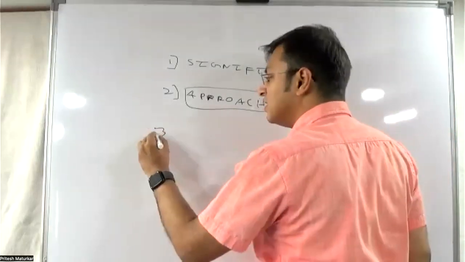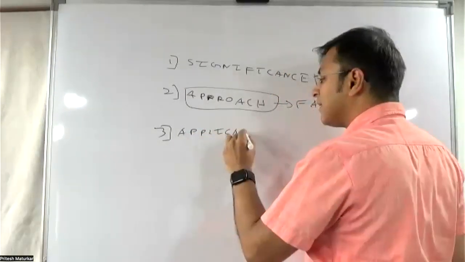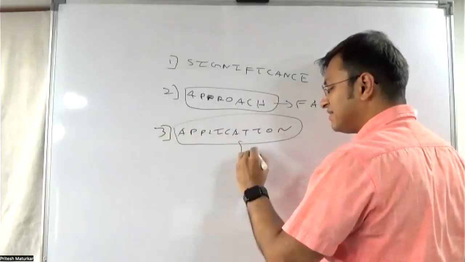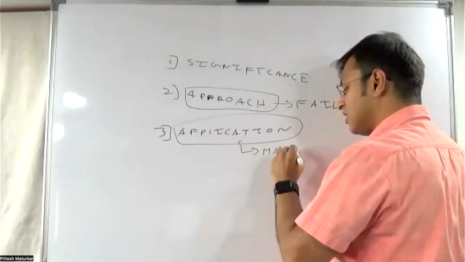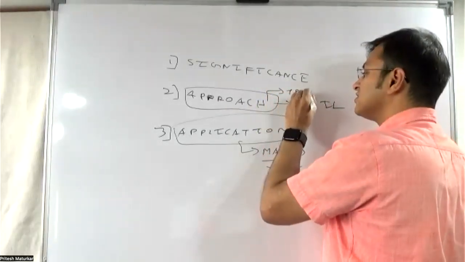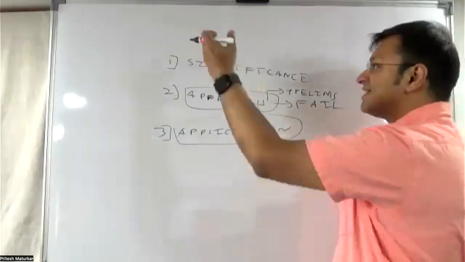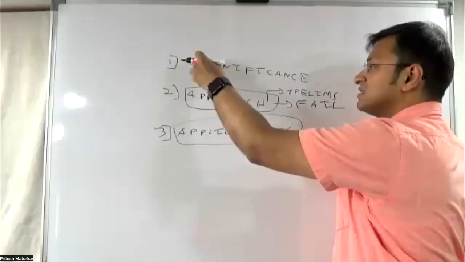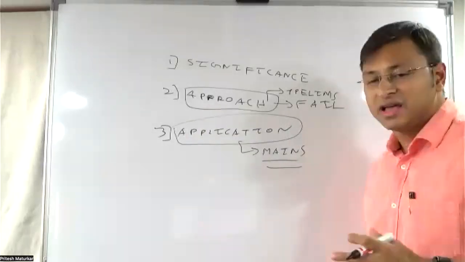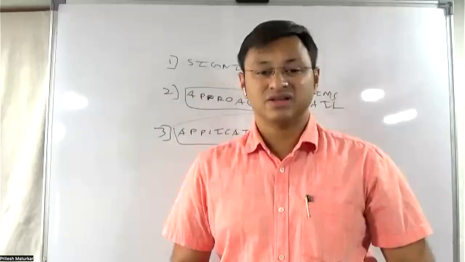And number third, I will be going through the application part, where you can apply the mapping. So this is predominantly with regards to mains, and in approach, I will also try to cover prelims, because in prelims the approach is different, and in mains the approach is different. So these three things I will be discussing primarily: the significance, the approach, and the application of the mapping per se, which is needed for the civil services examination.